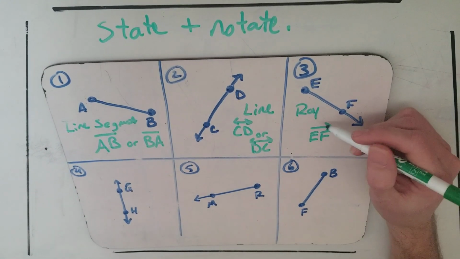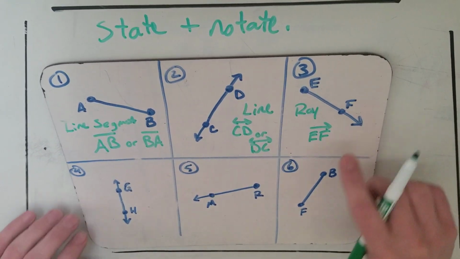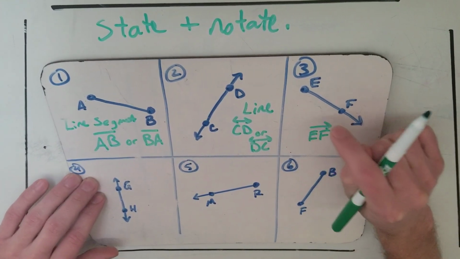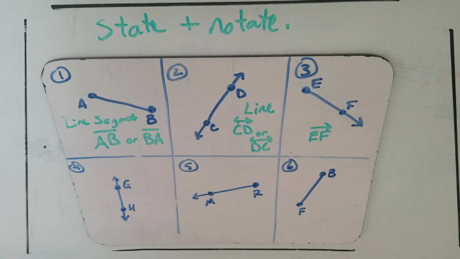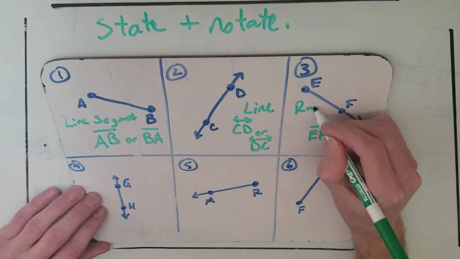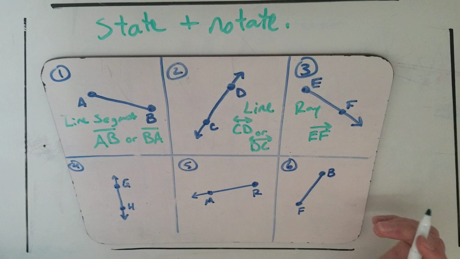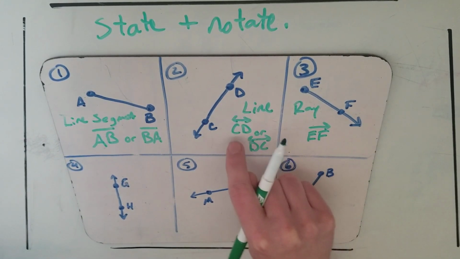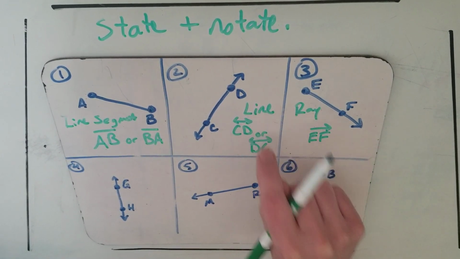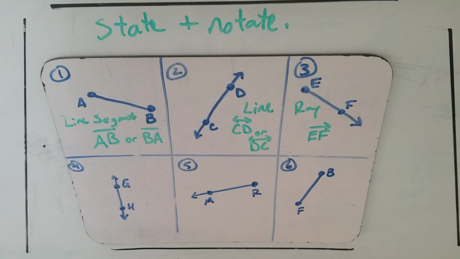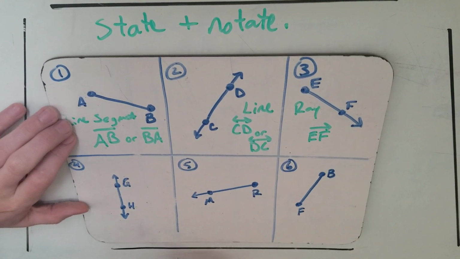When you're notating, you don't have to write the word ray. If you write this, that would be read as ray EF. I was just stating what it is. Like here, this would be read as line CD and line DC. You don't have to write the word line before. I was just stating what they are. So don't get confused with that.